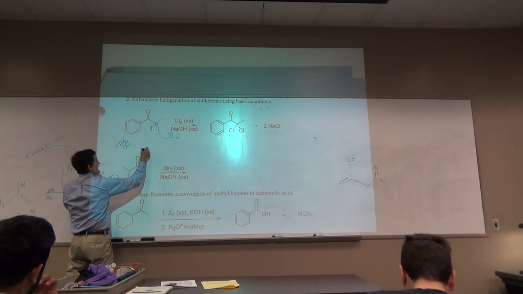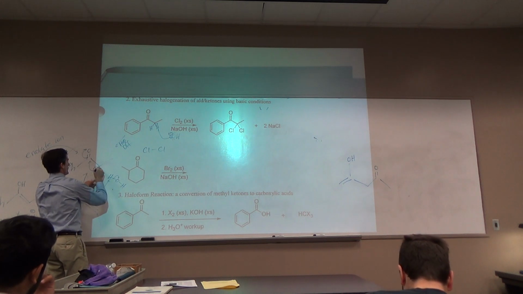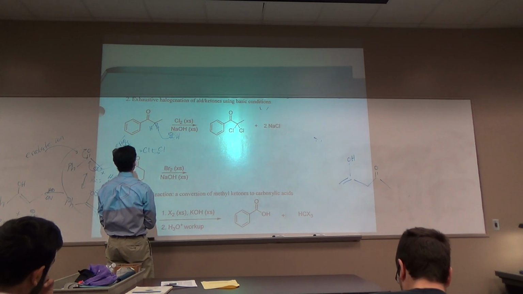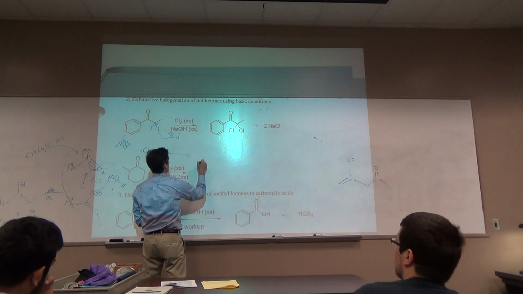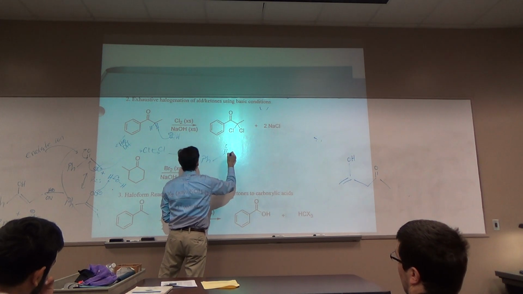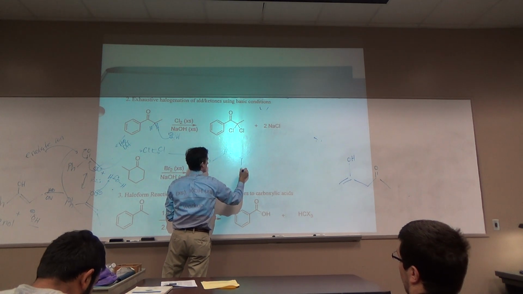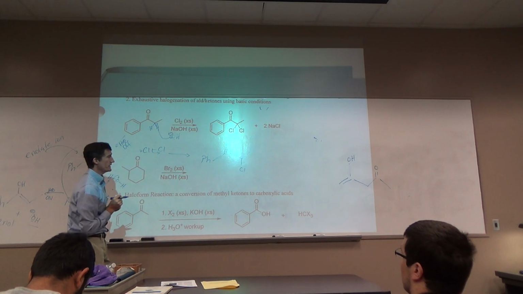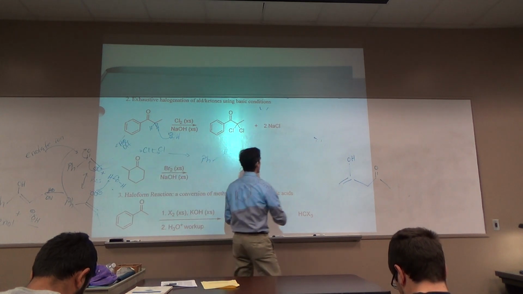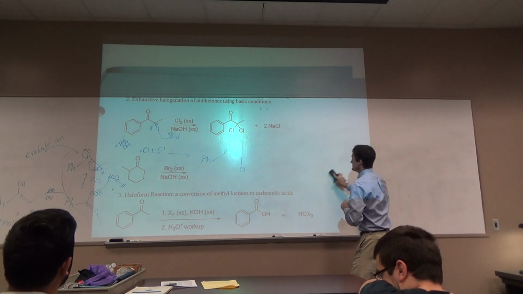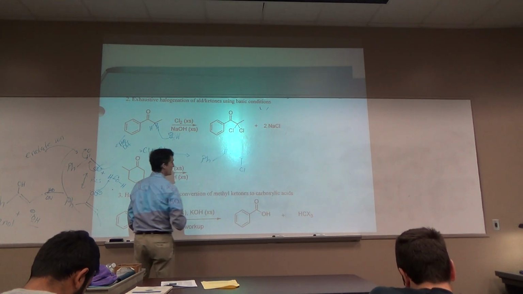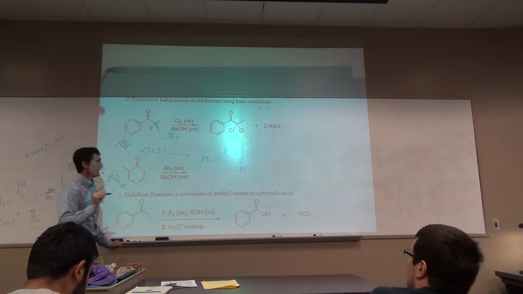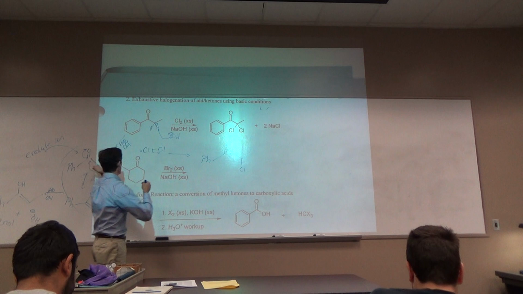If we get the anion and we have chlorine, these electrons can just attack chlorine and these get kicked off. What does that give? Well, it just gives that, a monochlorinated product, plus Cl minus. Here's the kicker though: we just chlorinated the enolate.